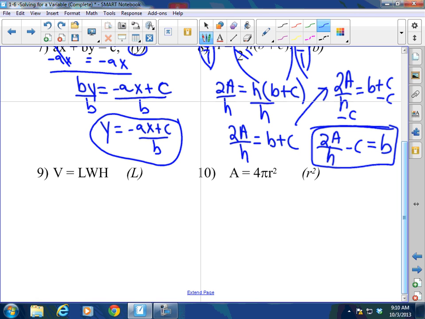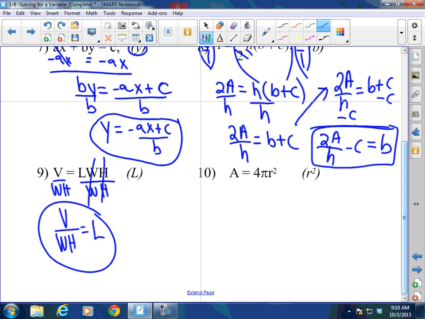Excellent. Let's continue. V equals this volume. Volume equals length times width times height. I want to solve for length. What's the relationship between the length, the width, and the height here? The L, W, and H. They're being multiplied. How do I cancel multiplication? So what am I going to divide to both sides? Oh, yeah. WH. V divided by WH equals L. Does that make sense? Awesome.